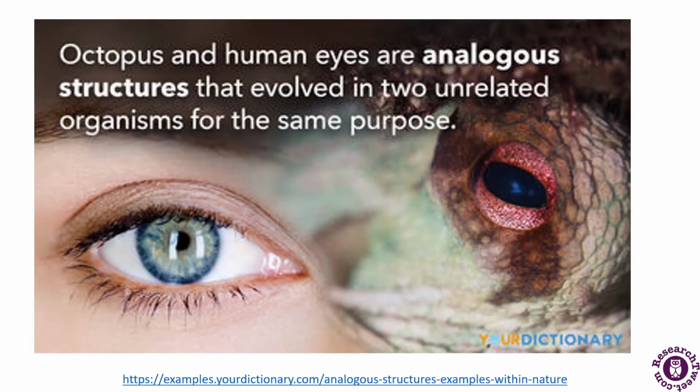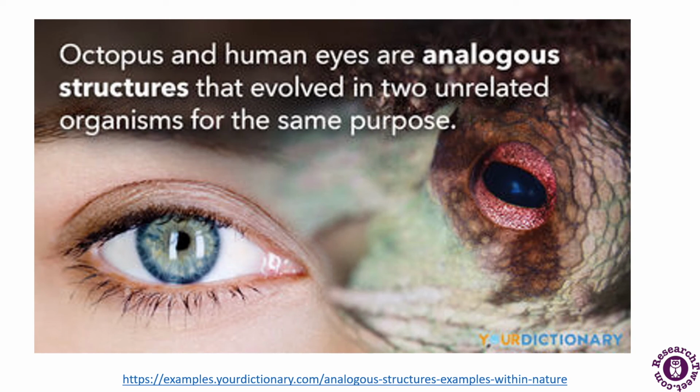Then come the octopus and the human eye. They are also analogous in nature. Why? Because they evolved in two unrelated organisms for the same purpose. Both have eyes, and both are used for sight, for seeing other objects. It serves the same purpose, but they are evolutionarily two unrelated organisms. So analogous structures can occur at different times in different organisms. So this was all about analogous structures.